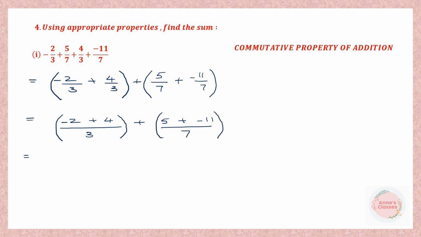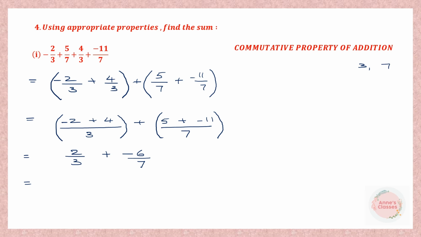Now let's work this out. So minus 2 plus 4, signs are different. So put the sign of the bigger number, which is plus, and subtract. 4 minus 2 is 2. So this is 2 by 3 plus, let's look at the second one. 5 plus minus 11 is 5 minus 11. Signs are different, so we put the sign of the bigger number and we subtract. 11 minus 5 is 6. Minus 6 by 7. Now we have to find the LCM of the denominators 3 and 7.